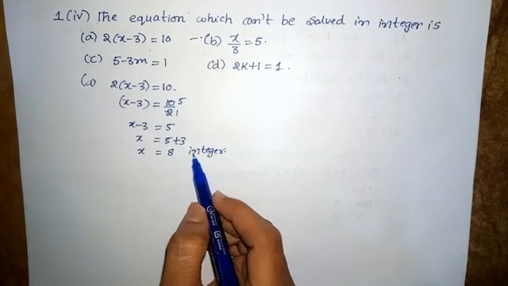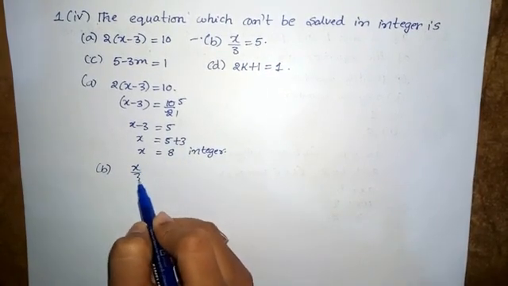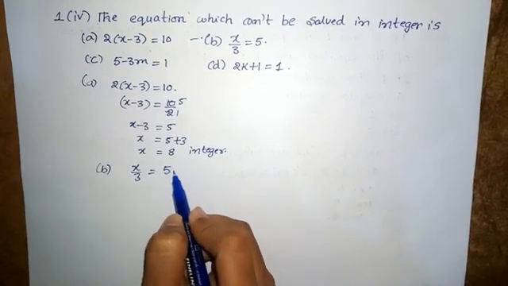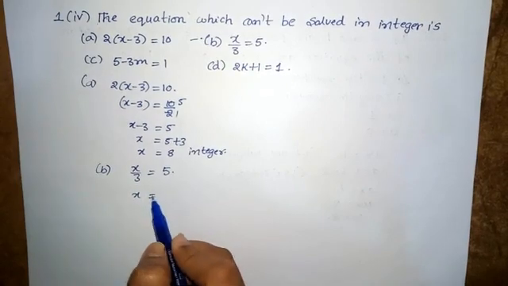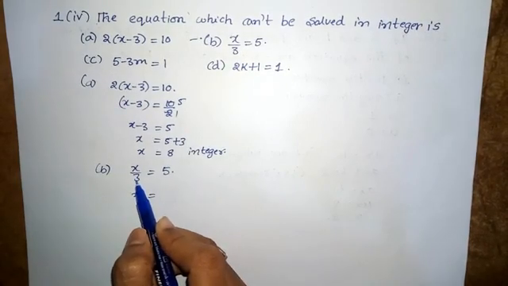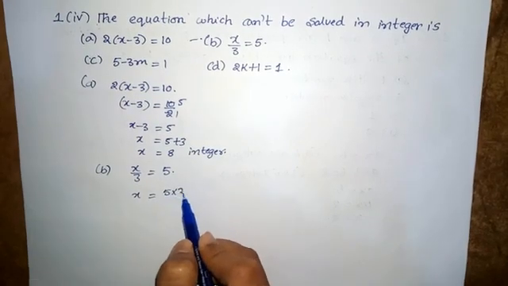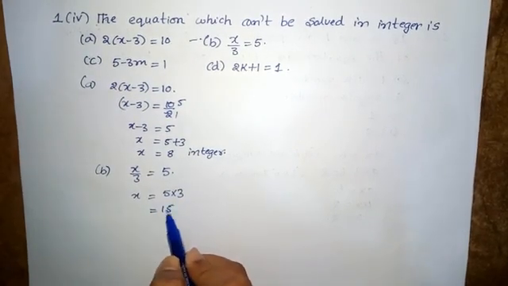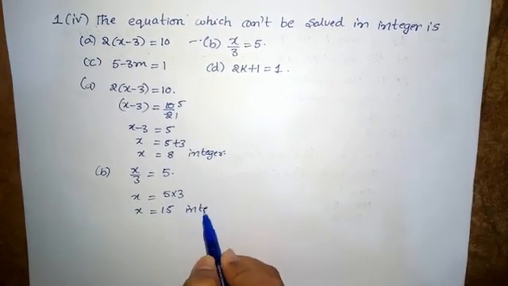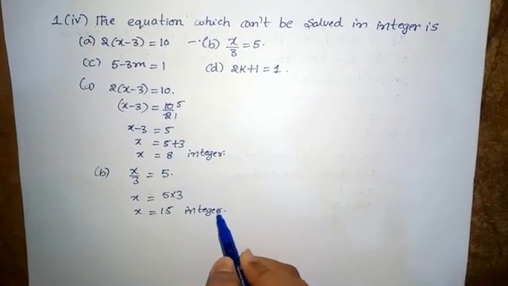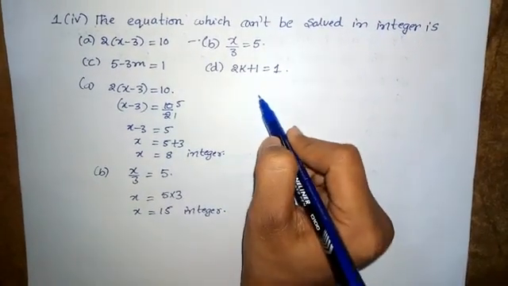Next go for the second option. Option B. x by 3 = 5. In the simple equation find the x value. x is divided by 3, the denominator, so it is moving to the right side as multiplication. So 5 into 3 is equal to 15. So the x value is 15. It is also an integer. So this option is also wrong. Next go for the third option. Option C.